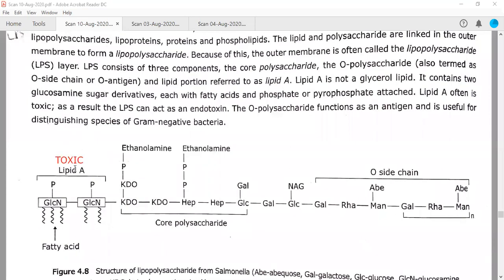And since this lipid A portion is toxic, several gram-negative strains are said to secrete endotoxins. This endotoxin is nothing but this lipid A portion, which is present in the lipopolysaccharide layer or in the outer membrane. So let's discuss this and finish this off.